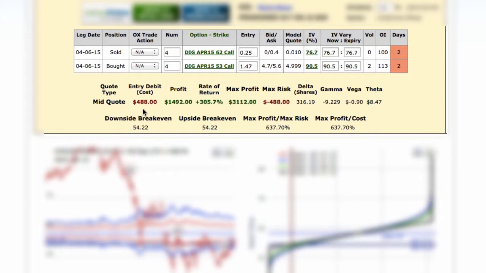You can see with the move up in DIG, we've generated a nice 305% return on our money, which equates to a nice $1,500 profit. So not bad for a couple of weeks. In fact, the trade only took us about 10 to 15 minutes to identify and put on. So this amount of profit has been generated with only 15 minutes of work. So very exciting and a very powerful technique to leverage.